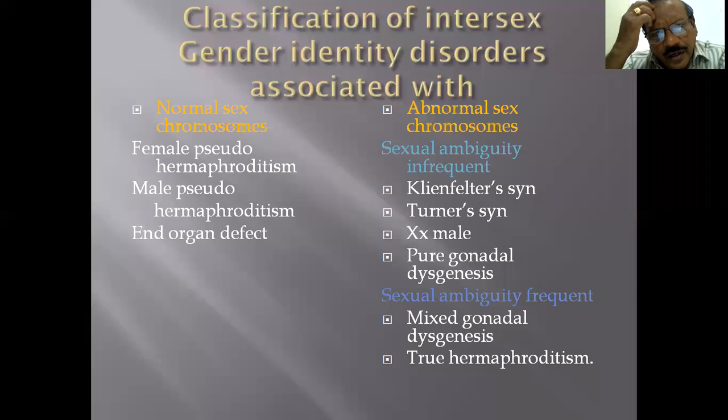Then, classification of intersex: gender identity disorders associated with normal sex chromosomes include female pseudohermaphroditism, male pseudohermaphroditism, and organ defect. This is regarding normal sex chromosomes. When abnormal sex chromosomes come, sexual ambiguity is infrequent in Klinefelter syndrome, Turner syndrome, double X male, and pure gonadal dysgenesis. Sexual ambiguity is very frequent in mixed gonadal dysgenesis and true hermaphroditism.